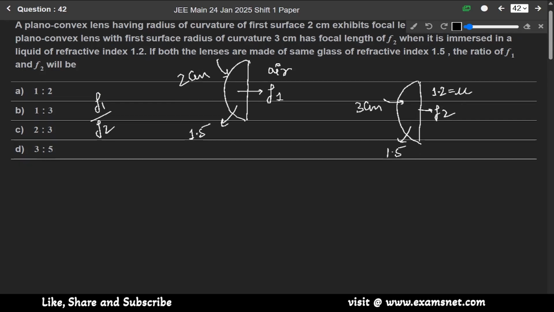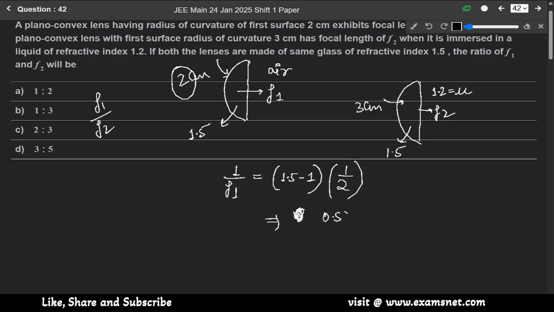Okay. So for the first case, for f1, we will write 1 over f1 is equal to mu minus 1, 1.5 minus 1, into 1 over r. Our radius of curvature is given as 2. So it will be 0.5 into 1 by 2. So it will be equal to 1 by 4 only. Let us say this is equation number 1.